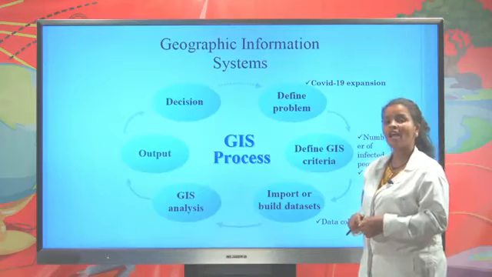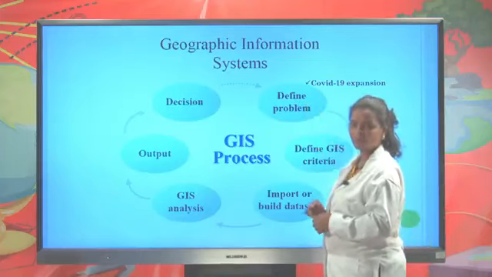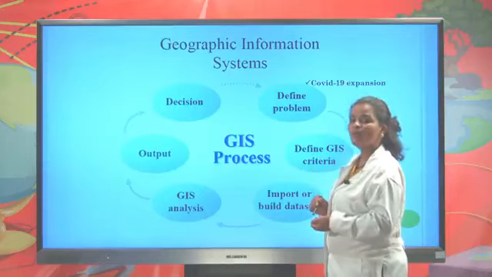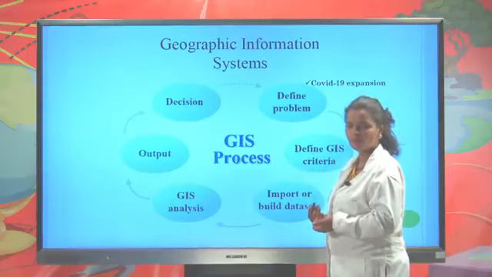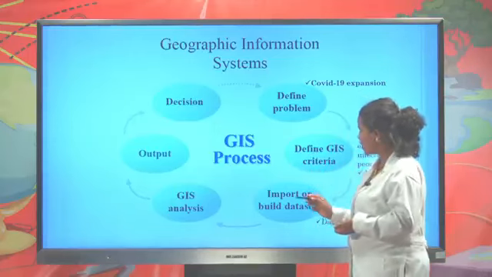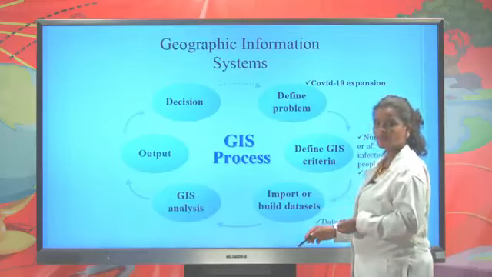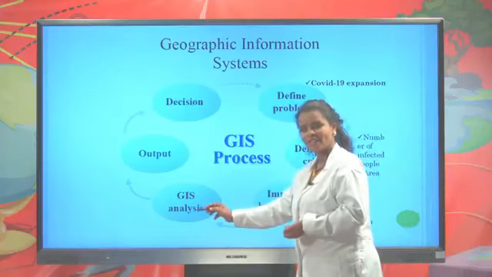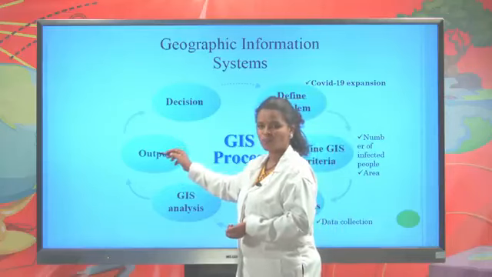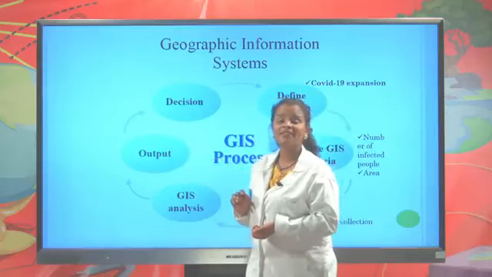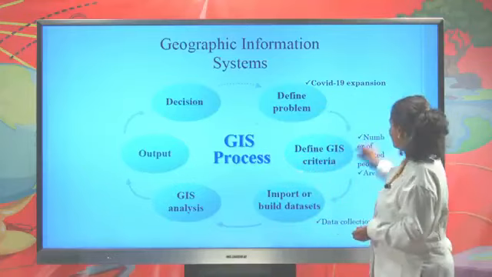Let us see the GIS process. First, define the problem. After defining the problem, select GIS criteria. Which criteria are important to solve this problem? The third step is to import or build a database. In this step, there is data collection. After that, analyze the data, give output, and make decisions. These steps are the GIS process.